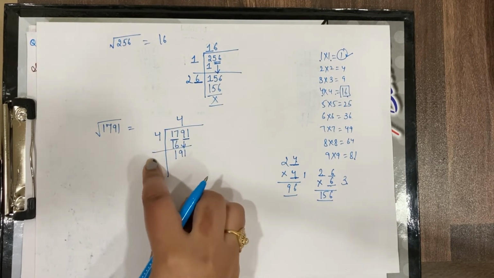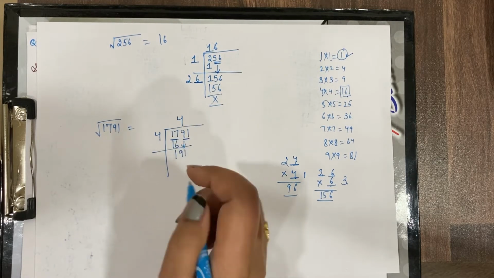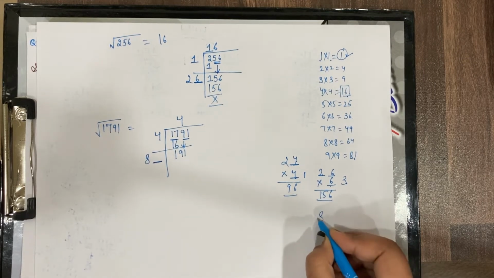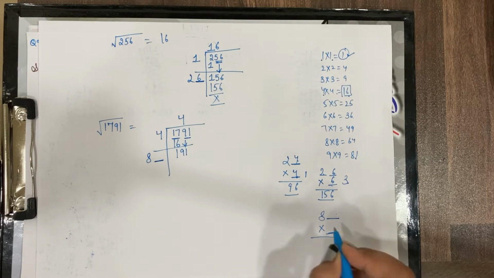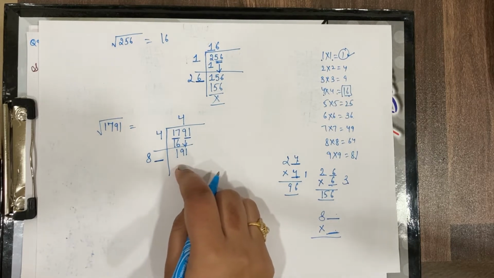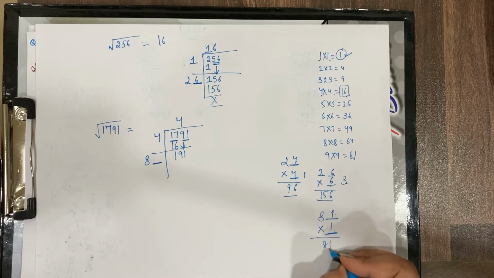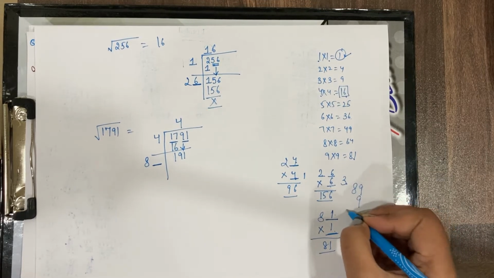Now how I'll write here, as I told you, double the number. If 4 is written multiplied by 2, it's 8. Now you have to find out a number which you write here, and you get either 191 or a number lesser than 191. Okay? For example, I write 1, it will be 81 only. I want this. So let us write 9 into 9.